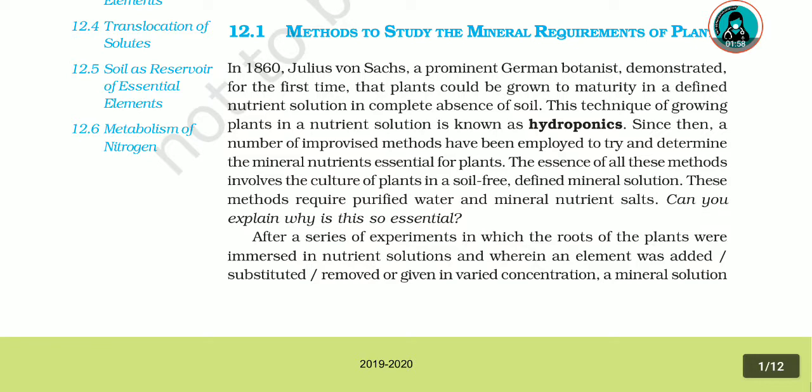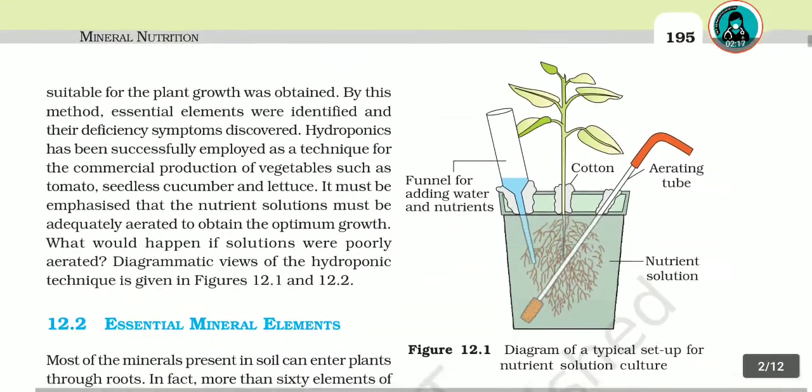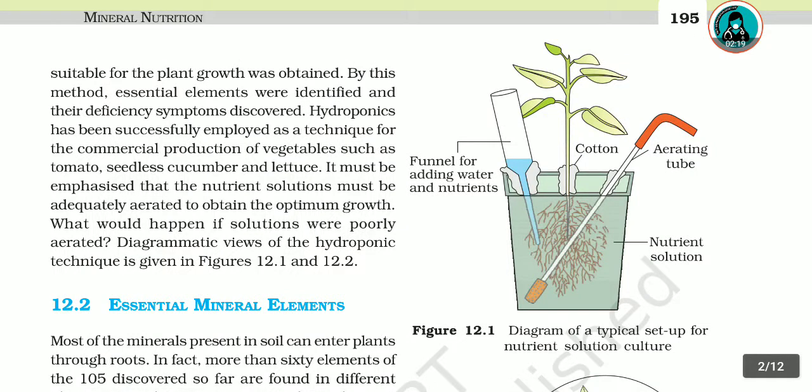These methods require purified water and mineral nutrient salts. Can you explain why this is so essential? After a series of experiments in which the roots of the plants were immersed in nutrient solutions and wherein an element was added or substituted or removed or given in varied concentration, a mineral solution suitable for plant growth was obtained. By this method, essential elements were identified and their deficiency symptoms discovered.